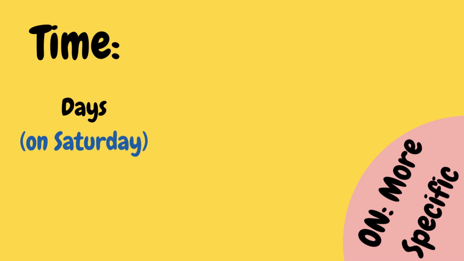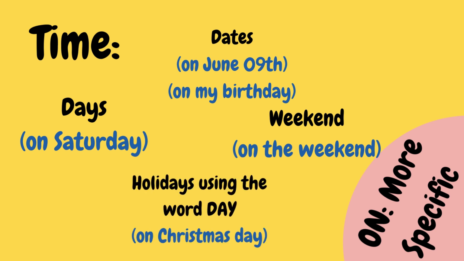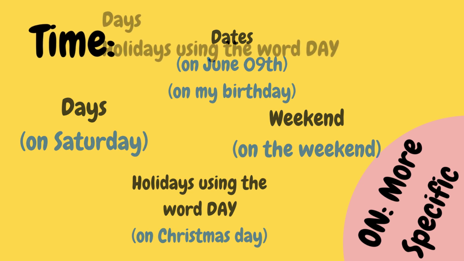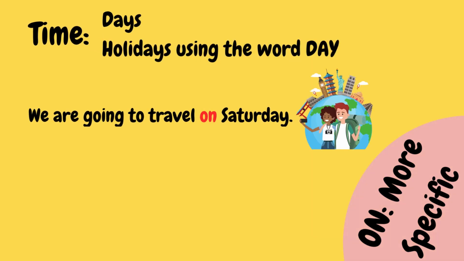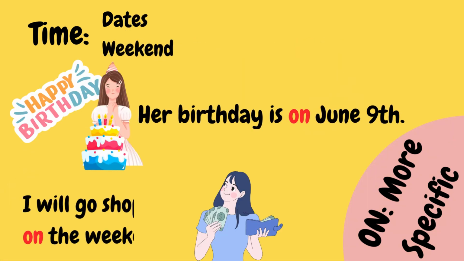Now, let's see the preposition on. When we are talking about time, we use this preposition with days, dates, weekend, and holidays using the word day. Look at these examples. We are going to travel on Saturday. We are going to visit our grandparents on Christmas Day. Her birthday is on June 9th. I will go shopping on the weekend.